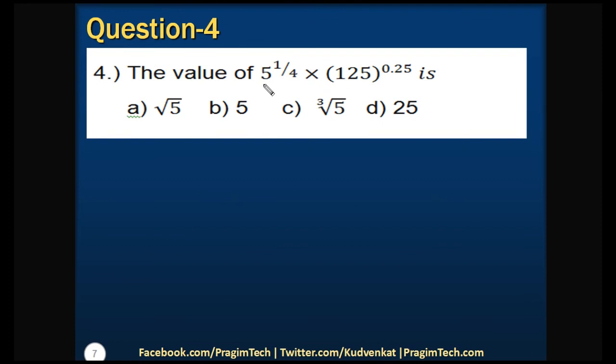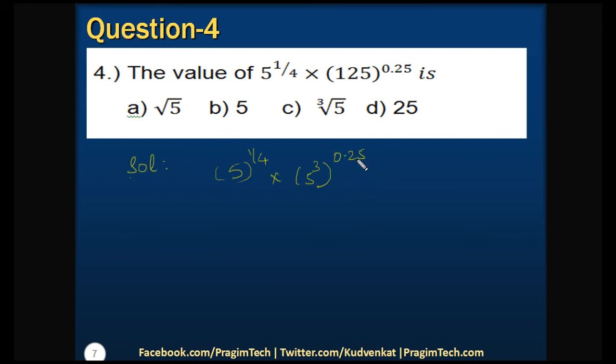The value of 5 to the power of 1 by 4 into 125 to the power 0.25. In order to solve this question, let's try to represent 125 in terms of 5, so that the bases of 5 to the power of 1 by 4 and this term will be same. Then we can add the powers, right? So let's do that. That is 5 to the power of 1 by 4 into 125. We can write it as 5 cube to the power 0.25.